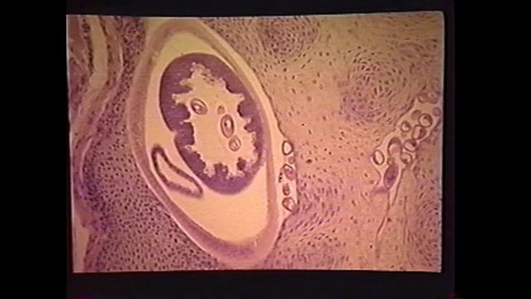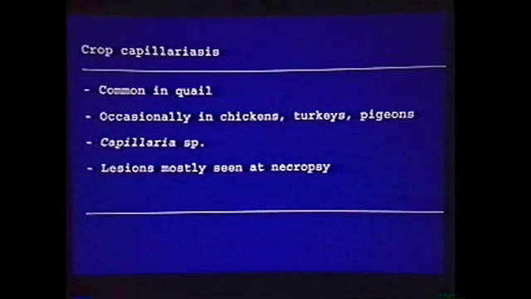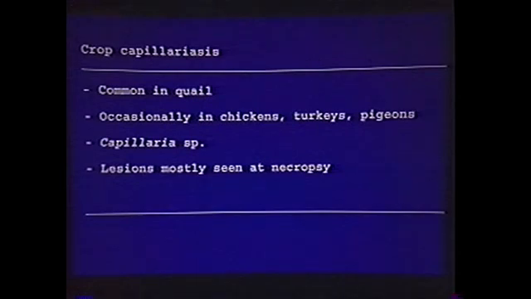So this is crop capillariasis. We commonly see it in quail on necropsy, in either sick or healthy birds. I don't exactly know the significance of this lesion. Sometimes you see a very advanced lesion in very healthy birds with good body condition. So it may not be very significant.